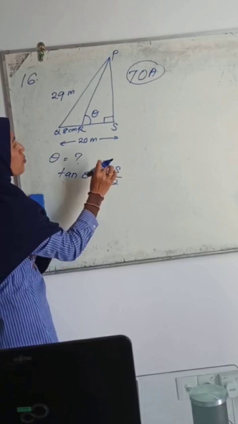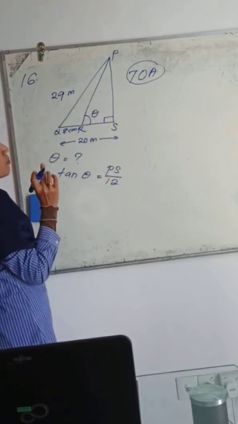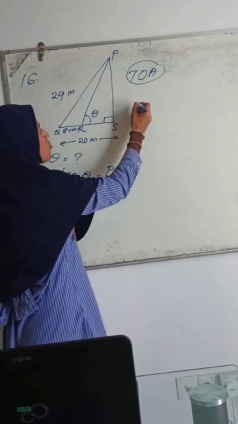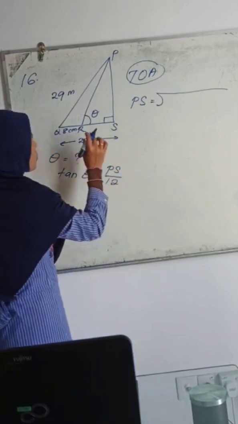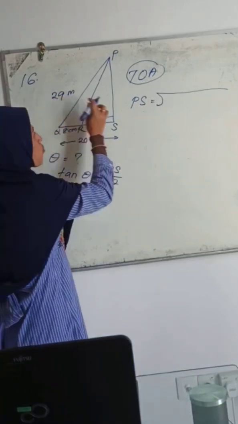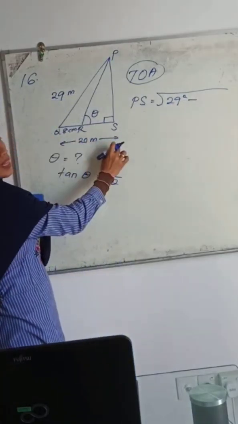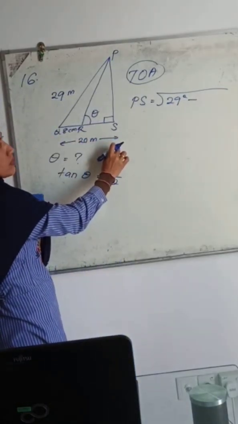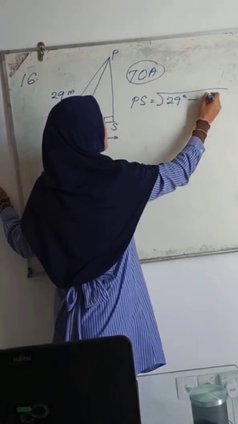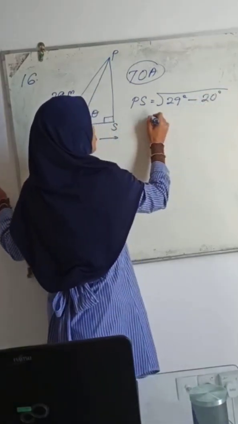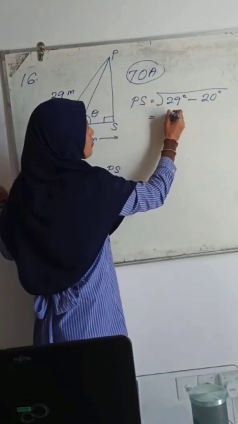Now we have to find the value of PS. We can find the value of PS by using Pythagoras theorem. So 29 square minus 20 square, to find the value of PS. So we will get 21.